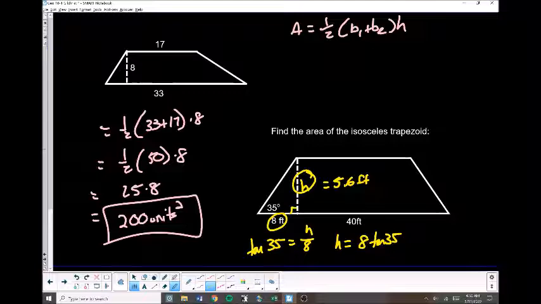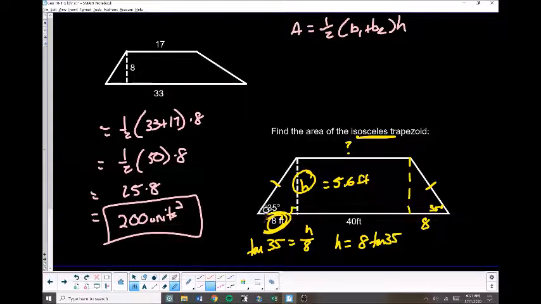Oh man, but there are more frustrating things. Like, I don't know how long that is up there. The fact that this is an isosceles trapezoid means that these two angles are the same. This is also 35 degrees. And that means that these two legs are the same. And that also means that this length right here is 8, because it's going to match this length over here.